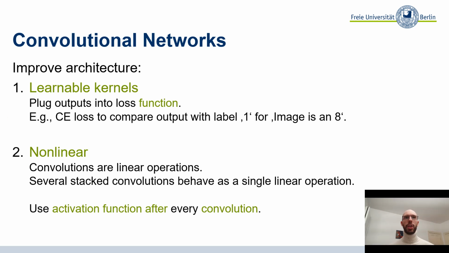And the second change that we need to introduce is we need to have nonlinear layers, because remember we just noticed that convolutions are linear operations. So if we just stack one convolution after the other, this is not going to be better than a single linear operation. So to have some nonlinearity and increase the expressive power of such a convolution network, we need to have a nonlinear activation function after every convolution.